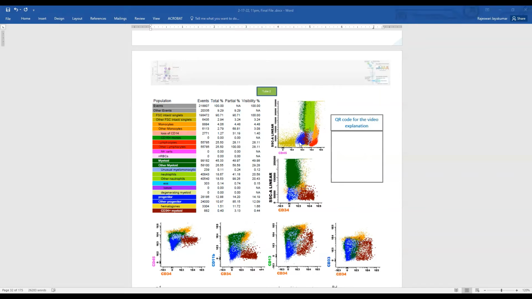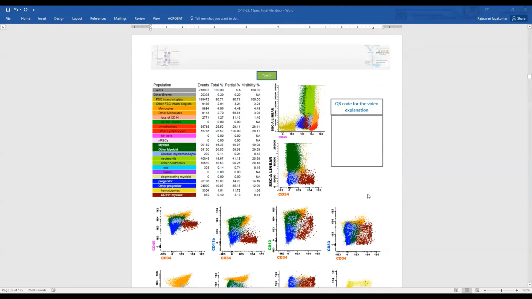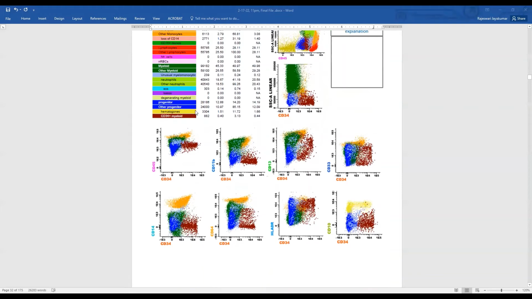And then again, in the blast gate, we have a population that is dark blue and maroon. So we see here the dark blue are our blasts of interest, which are 12% in this tube. And the CD34 positive normal background blasts are less than 1%, or 0.44% here. Once again, let's track the maroon population first. So the maroon population is positive for CD34.